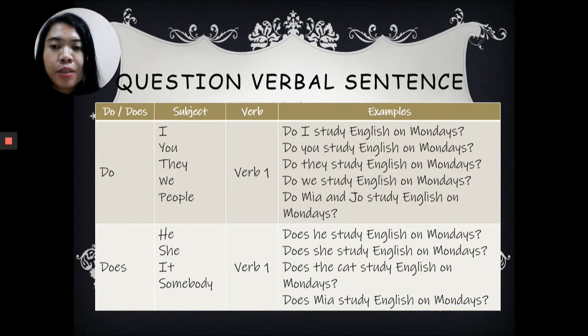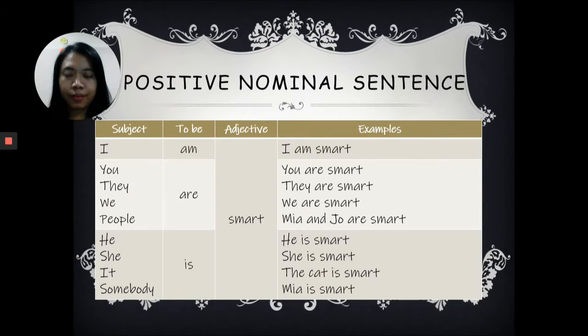What about subjects he, she, it, and somebody? We need does. And what verb do we use here? We use verb 1. We put does at the beginning of the sentence. Now look at the examples here. Does he study English on Mondays? Does she study English on Mondays? Does the cat study English on Mondays? Does Mia study English on Mondays?